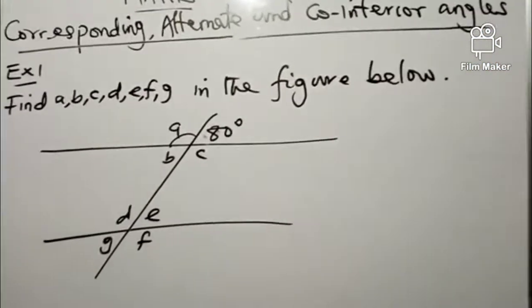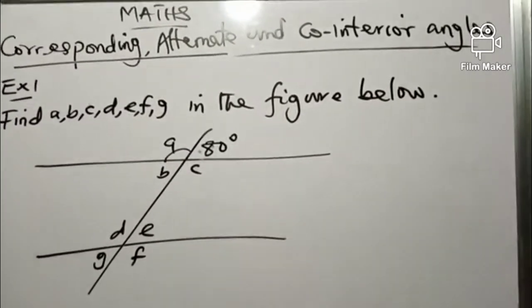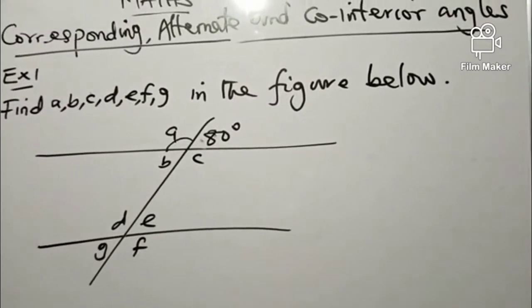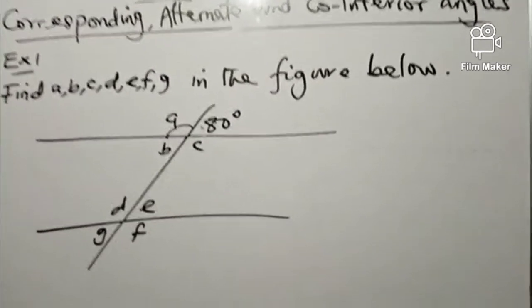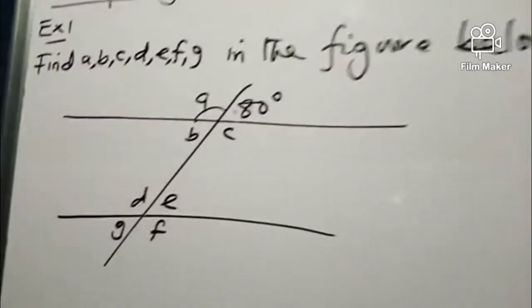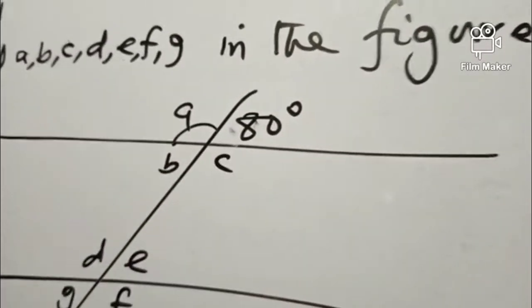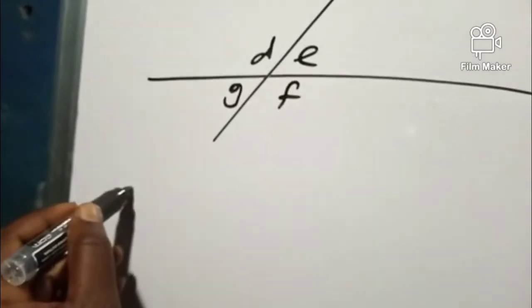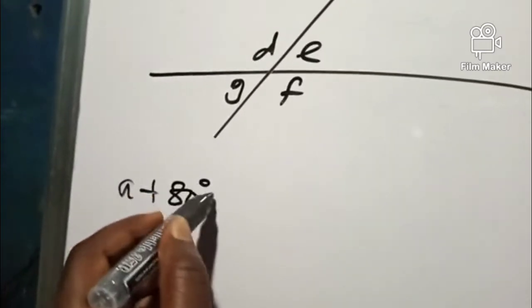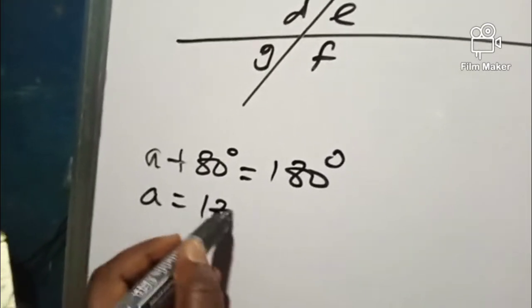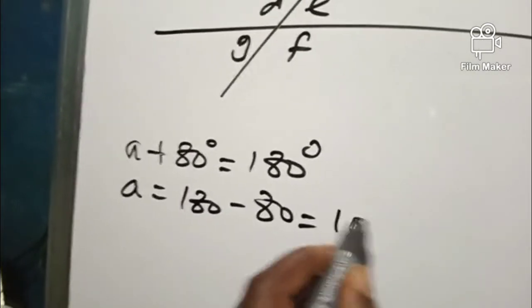In our previous class, we looked at corresponding, alternate, and co-interior angles. So today we are going to look at some examples under the subtopic. The first example says that we should find A, B, C, D, E, F, and G in the figure below. Now, if you look at A and 80 degrees, both of them are on a straight line. And sum of angles on a straight line is 180 degrees. That means A plus 80 degrees will be equal to 180 degrees. Then A will be equal to 180 minus 80, and that will give us 100 degrees.